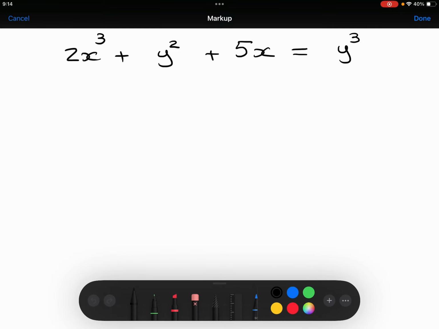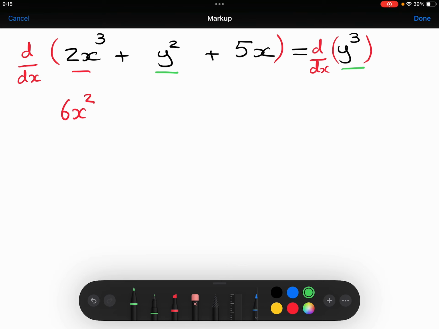So what we're going to do is differentiate everything with respect to x. So I'm differentiating everything on the left-hand side with respect to x, and I'm going to differentiate the right-hand side with respect to x as well. Now, the x terms will differentiate easily with respect to x. So the 2x cubed will differentiate to be 6x squared. However, the y terms are not going to differentiate with respect to x easily because they're y's.